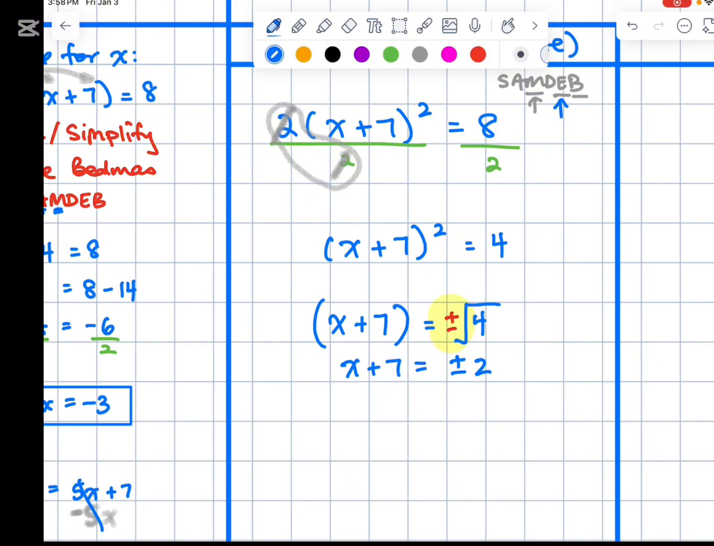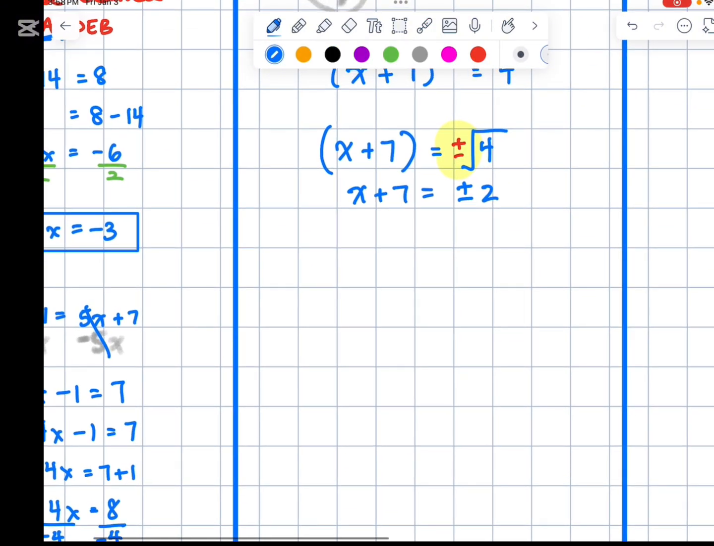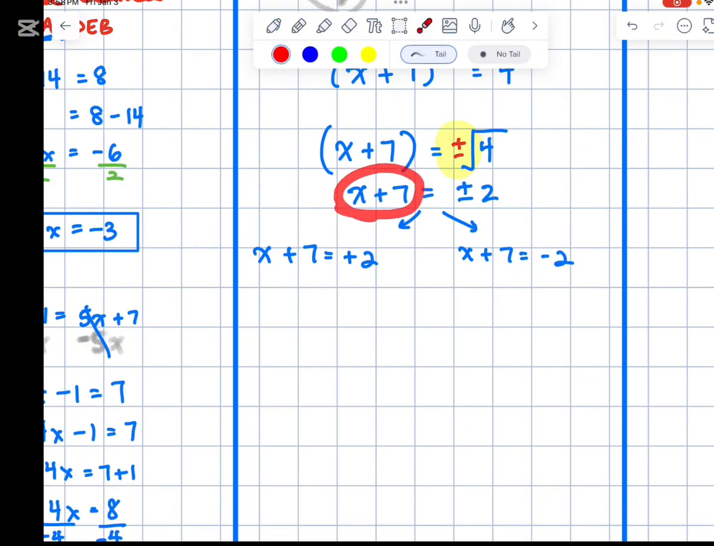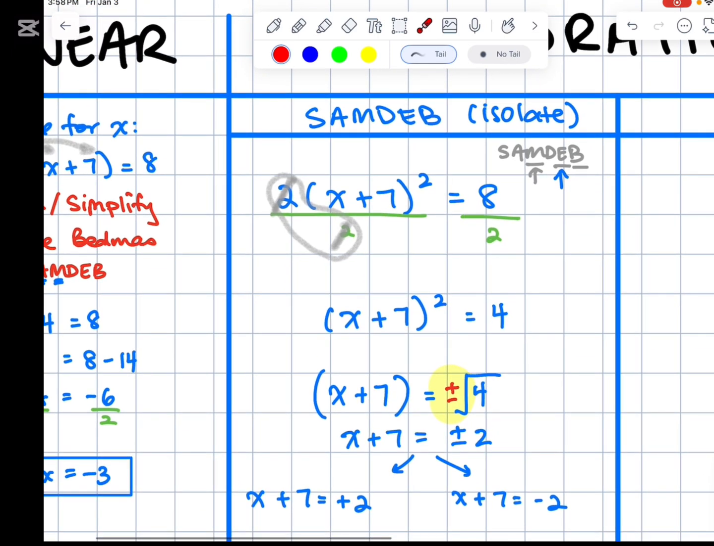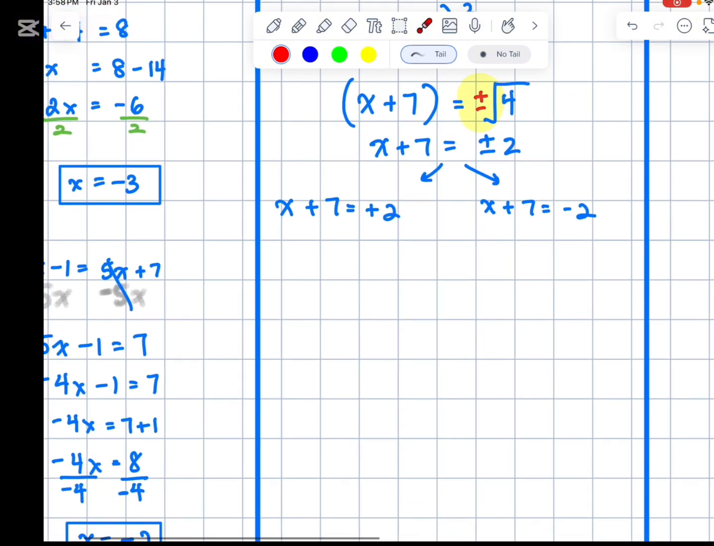Now what do I do once I have that plus or minus written down? How do I get my final answer? Well, you essentially have two different pathways. Either your x plus 7 equals the positive 2, or your x plus 7 equals the minus 2. Both of them would work out to giving you an answer that solves this. So we need to work through both of them. If we only do one, we end up missing out on one of our answers.